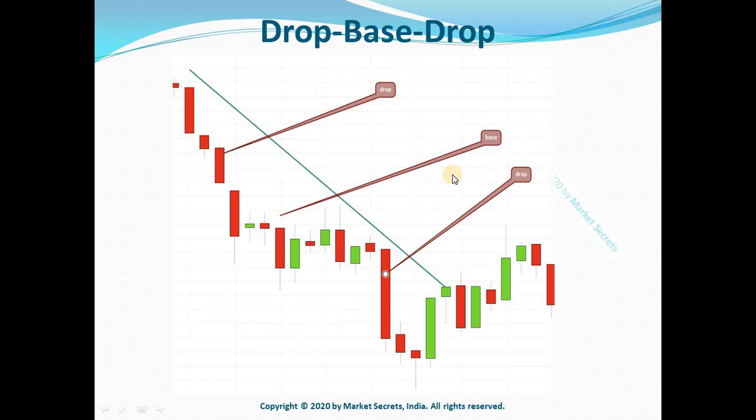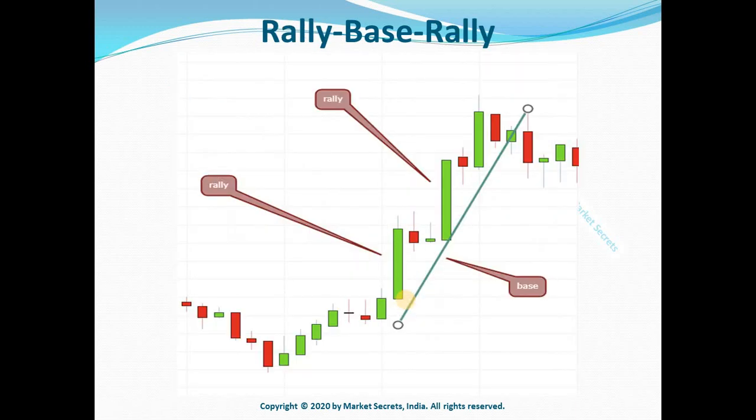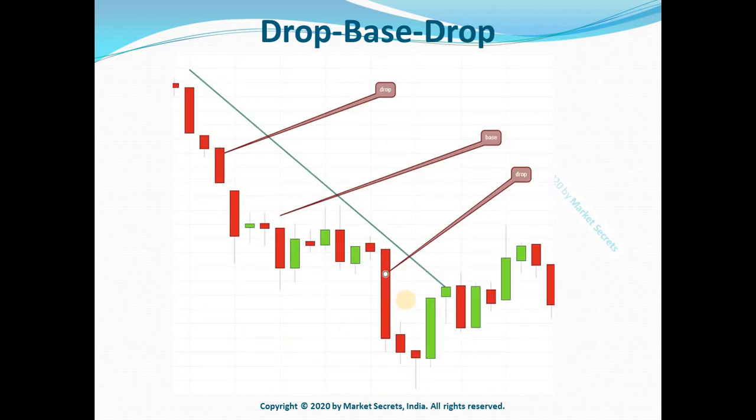Likewise, there is another variation, which is called drop, base, drop. If you look at here, the price was dropping and then it formed a base and then it started dropping again. So this is a drop followed by a base followed by a drop. This is another example of a continuation pattern or CP. So there are two variations in total. The first one is rally base rally, which is for an uptrend, and the second one is drop base drop, which is for a downtrend.